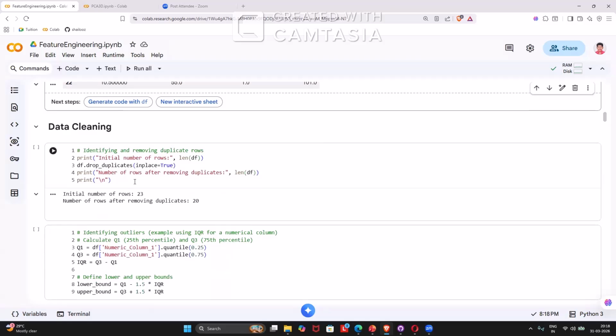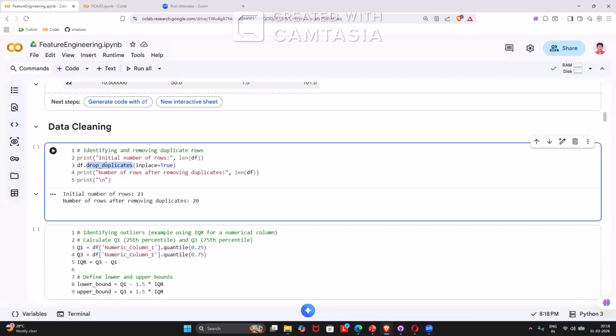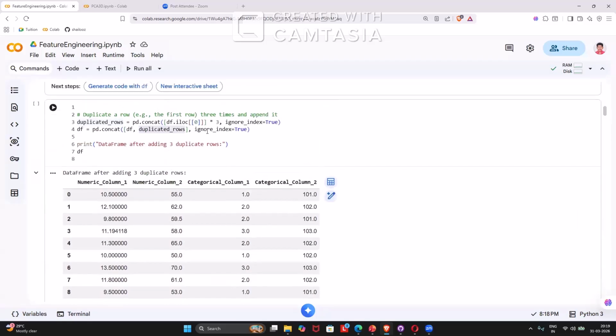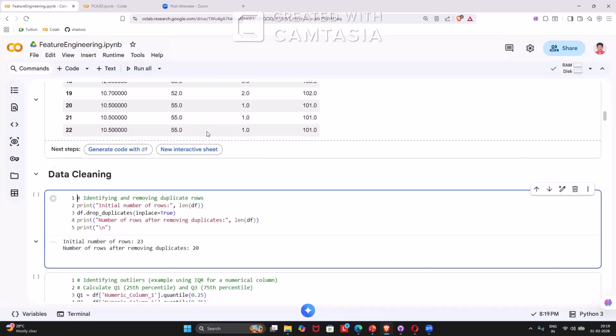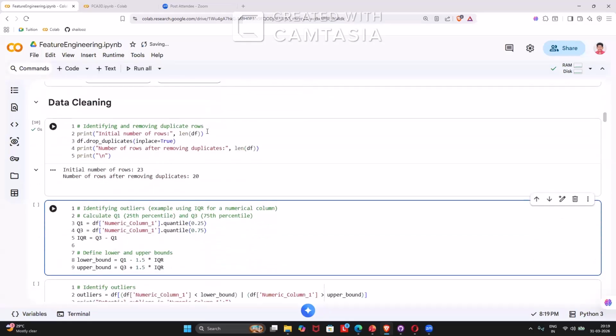And to avoid that, we have to use the function drop duplicates, with inplace equal to true. On executing this, you get rid of the duplicate rows, and again you are cleaning the data.